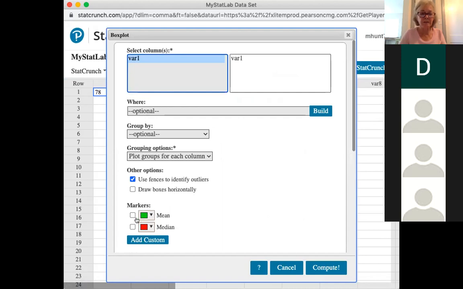Variable 1, I would like to see both the mean and the median. Now, ordinarily, the mean is not part of the box plot, but it is in StatCrunch. We're going to draw the boxes horizontally because that's the way I like them. And we're going to compute it.